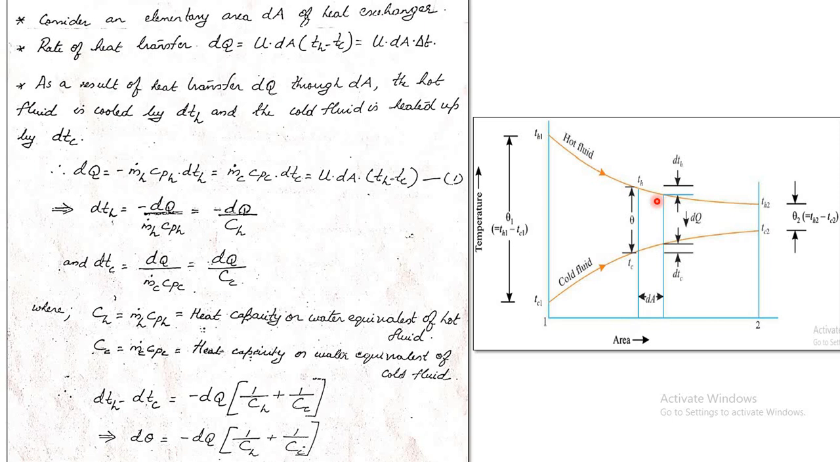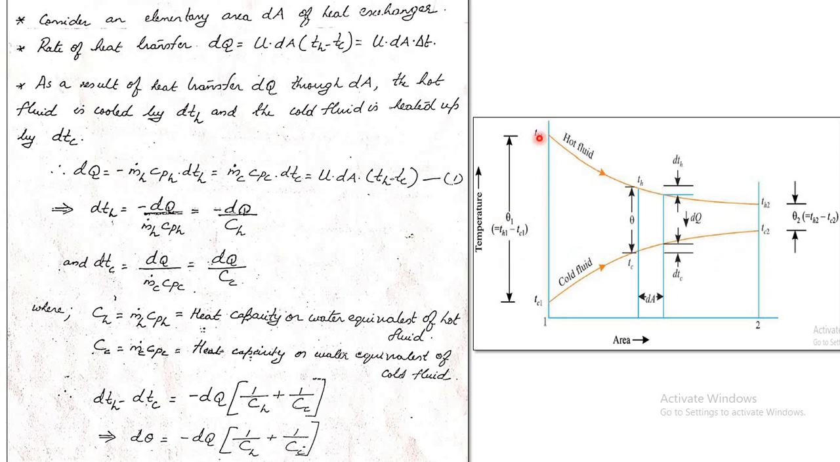Let's take an elementary area dA on the heat exchanger. This is the temperature profile for a parallel flow heat exchanger. The hot fluid temperature is Th1 at the inlet and Th2 at the outlet, which decreases along the area of the heat exchanger, and the cold fluid gains heat from inlet to outlet. Tc1 is the inlet temperature and Tc2 is the outlet temperature.